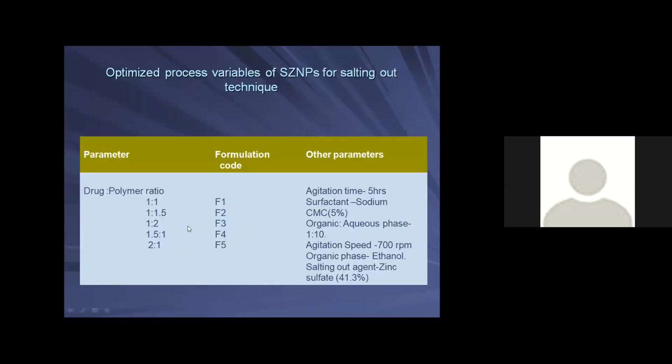Here also we have prepared 5 formulations with drug to polymer ratios of 1:1, 1:1.5, 1:2, 1.5:1, and 2:1. The agitation time is 5 hours. The surfactant is sodium CMC. The organic to aqueous phase ratio is 1:10. The agitation speed is 700 RPM. The organic phase is ethanol. The salting out agent is zinc sulfate, and 41.3% zinc sulfate was used as the salting agent.